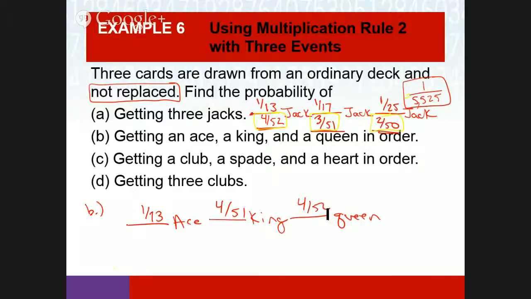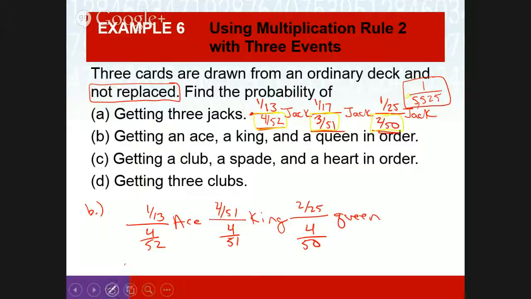Can you still write the reduced one? Okay, so let's do that on the bottom. So this would be 4 out of 52, this would be 4 out of 51, and this would be 4 out of 50. So this would be 1 out of 13. Does 4 out of 51 reduce? I don't think it does. 4 out of 50 is 2 out of 25. I don't think that reduces anymore.